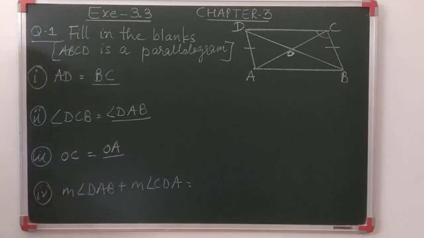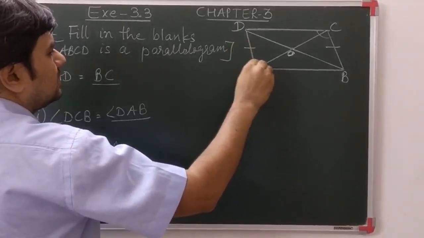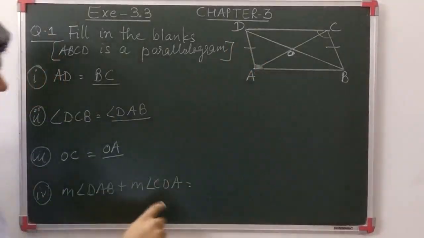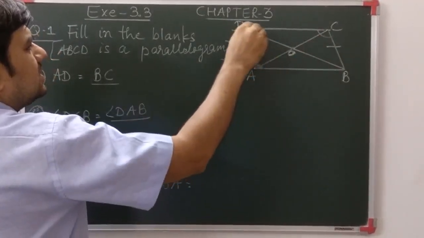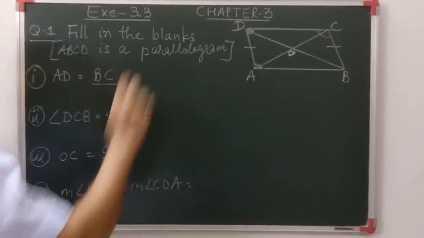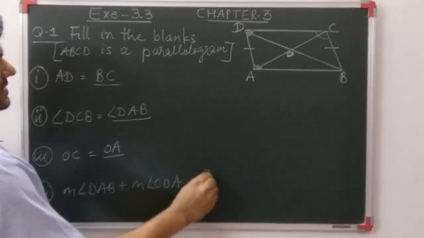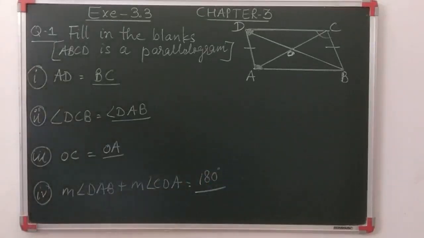Let's use the fourth characteristic. Measure angle DAB, that means this whole angle, and measure angle CDA, that means this angle. So we can see angle A and D, they are adjacent angles. And as we discussed earlier, the adjacent angles are supplementary. So the sum of these two angles must be 180.